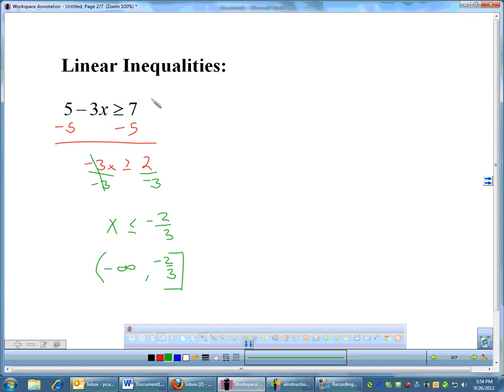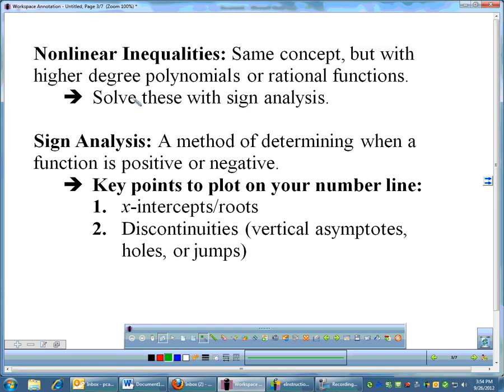And the reason it's called linear is because it's in the form of a line. This is like slope-intercept form. Nonlinear inequalities means that we're going to do the same stuff, but with higher degree polynomials, things that are x squared, x cubed, or rational functions, those fraction things we've been doing. And this is where sign analysis comes into play, which I talked about in class this week.